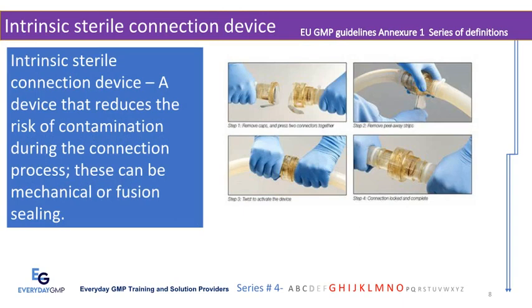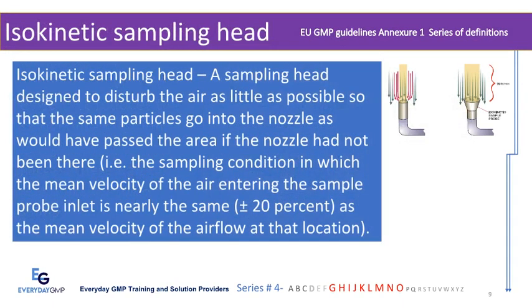Isokinetic sampling head: a sampling head designed to disturb the air as little as possible so that the same particles go into the nozzle as would have passed the area if the nozzle had not been there, i.e. the sampling condition in which the mean velocity of the air entering the sample probe inlet is nearly the same, plus or minus 20%, as the mean velocity of the air flow at that location.